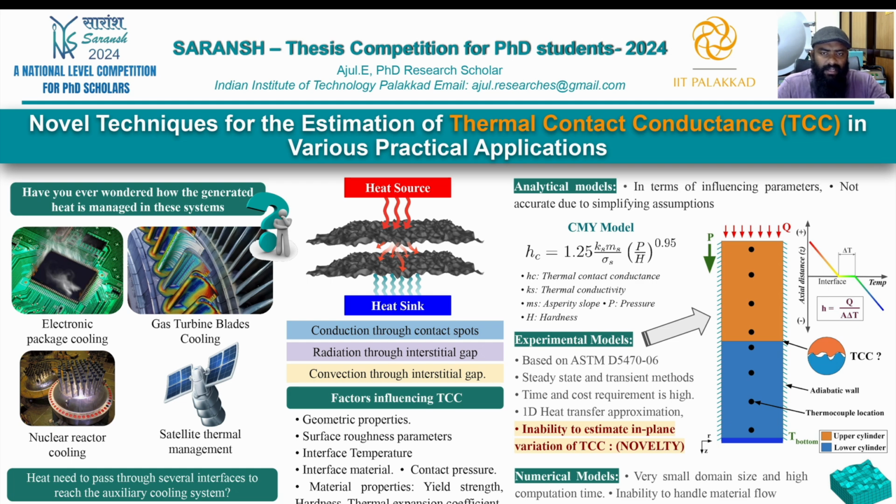Over the years, several analytical, experimental, and numerical models have been proposed to predict TCC at the interfaces. Experimental models are based on ASTM D5470 standards. They use a one-dimensional heat transfer approximation, where TCC at the interface is expressed as H equal to Q by A delta T. These models typically assume a constant TCC value at the interface, but in reality, TCC varies in plane due to non-uniform pressure distribution. Our aim is to address this gap in the literature.